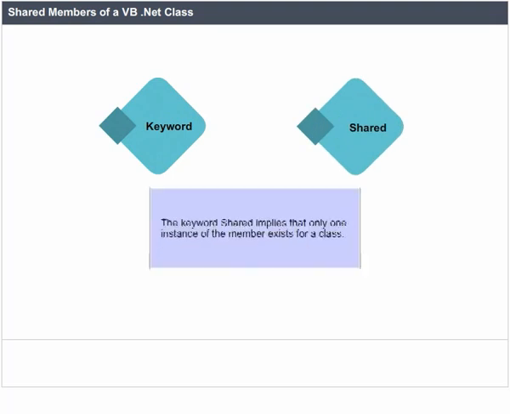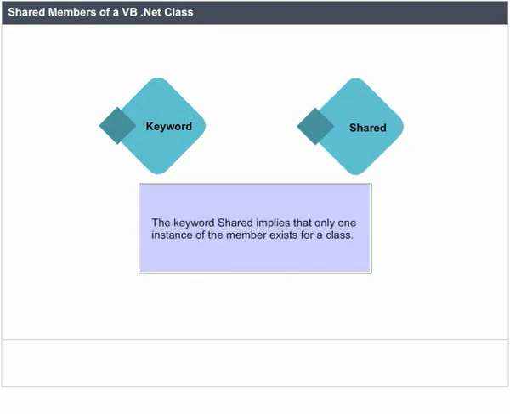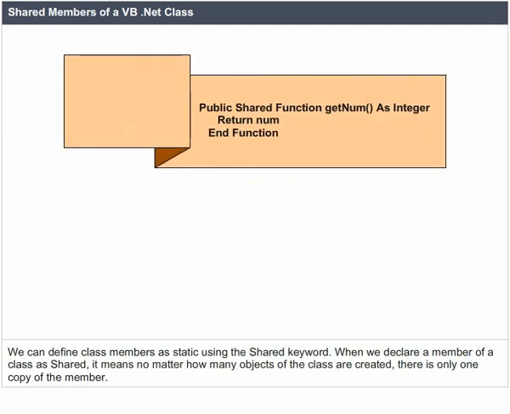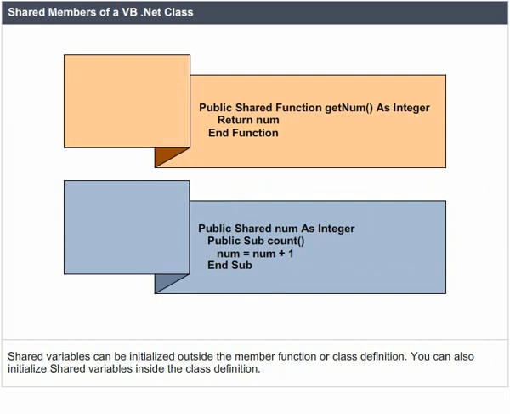Shared members of a VB.NET class. The keyword Shared implies that only one instance of the member exists for a class. Shared variables are used for defining constants because the values can be retrieved by invoking the class without creating an instance of it. We can define class members as static using the Shared keyword. Declaring a member of a class as Shared means no matter how many objects of the class are created, there is only one copy of the member. Shared variables can be initialized outside the member function or class definition. You can also initialize shared variables inside the class definition.